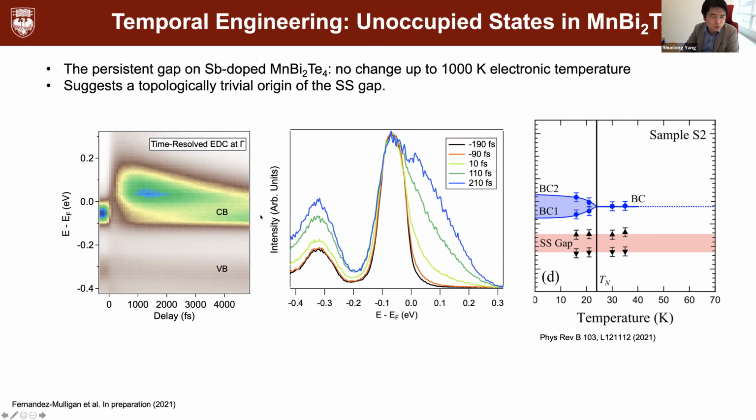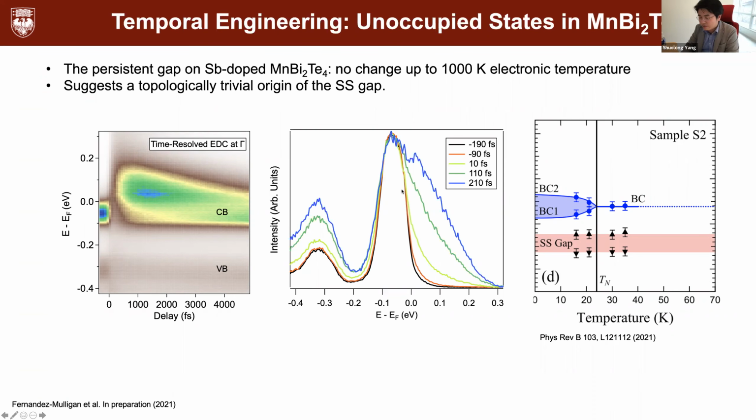But the gap between the upper Dirac cone and the lower Dirac cone, in this case, we actually call this conduction band and valence band, this gap is basically unchanged. That's very surprising. This would be consistent with equilibrium ARPES studies using the temperature dependence, where they also saw no temperature dependence of the surface state gap. And ours basically pushes this to an even higher limit. We went to 1,000 Kelvin. And this suggests a topologically trivial origin of the surface state gap.